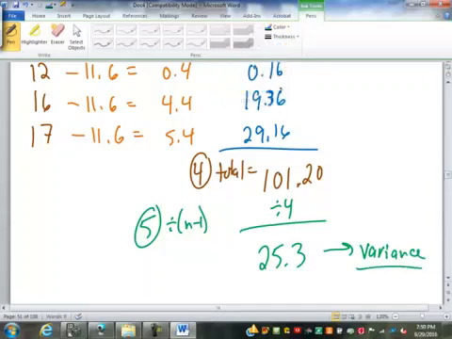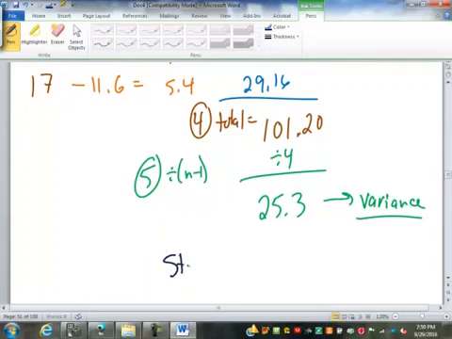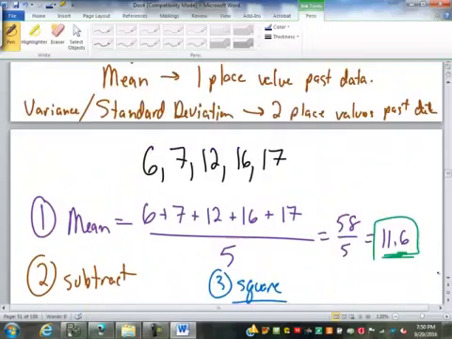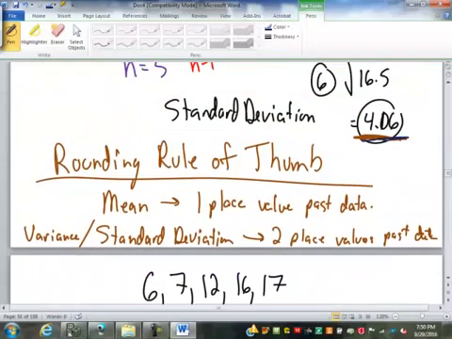So standard deviation would be, you got it. What's that? 5.02. Good. So that's 5.02 compared to 4.06. So it confirms to us that this set of data is more spread out than the other one.